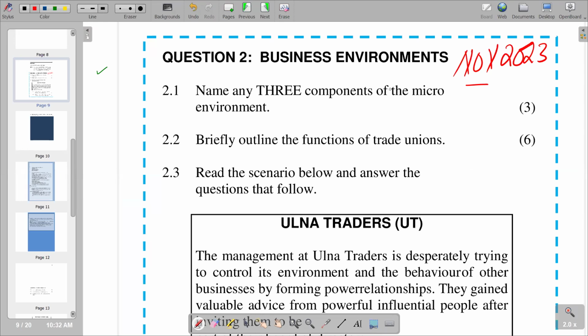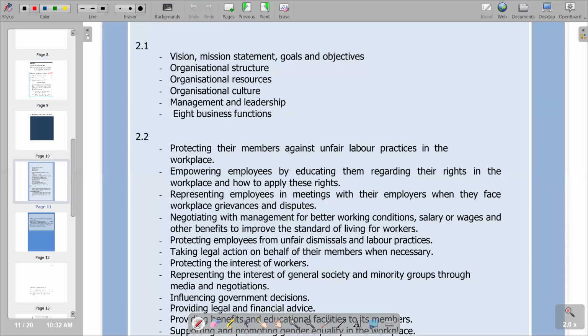And we know the microenvironment includes the factors or elements in the company's or firm's immediate environment. So you'll see that the immediate environment is the environment which affects the performance of the company and also the decision-making process. So the components in that environment are listed here. We have the vision, mission statement, goals, and objectives, which also form part of the microenvironment.